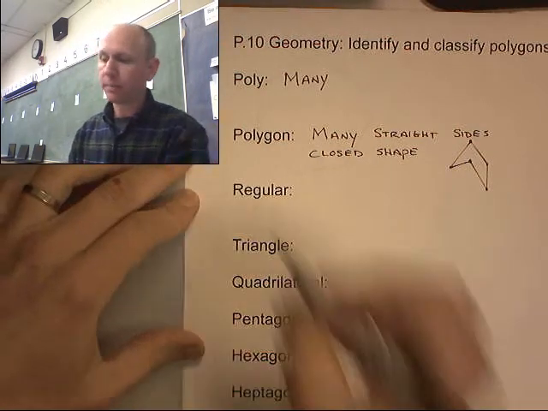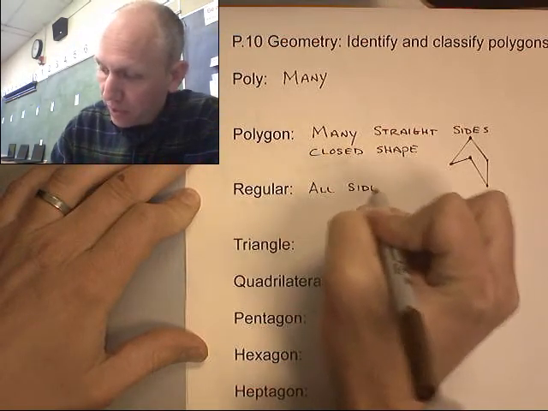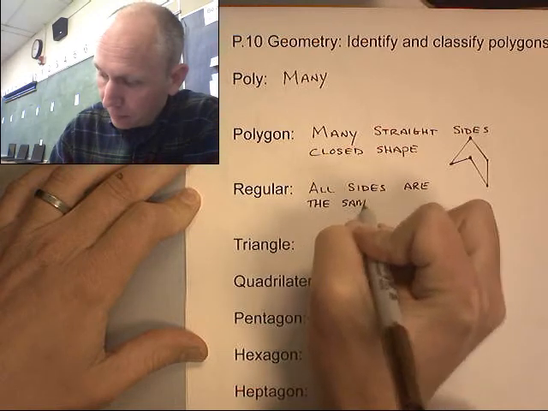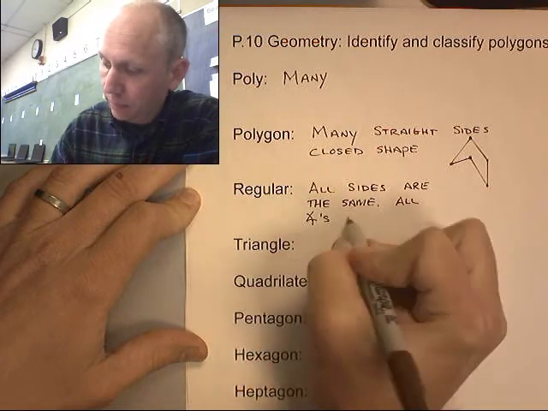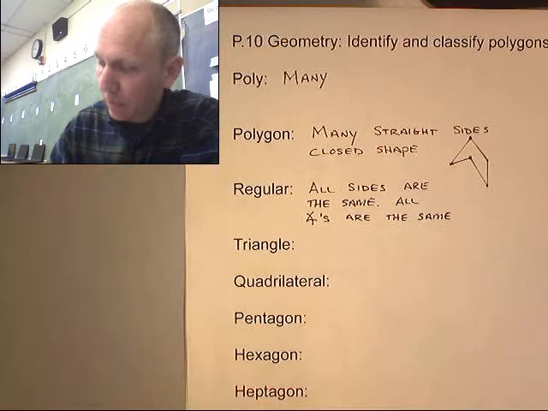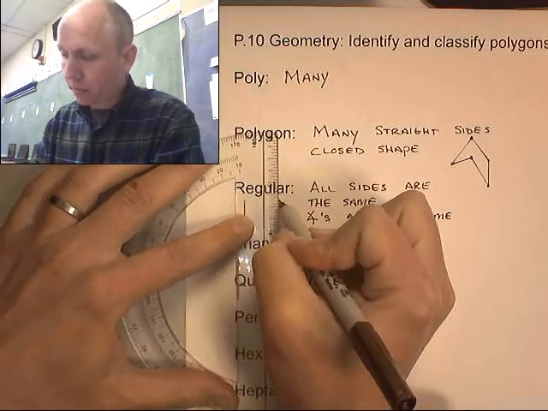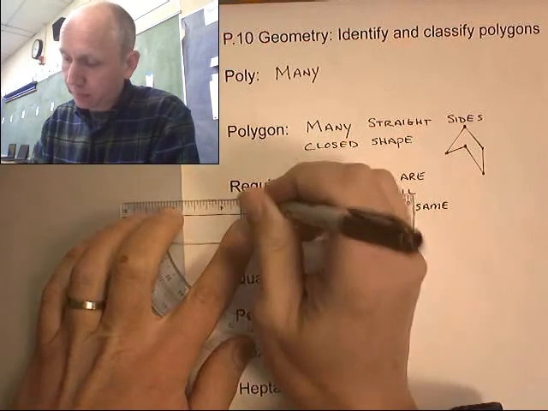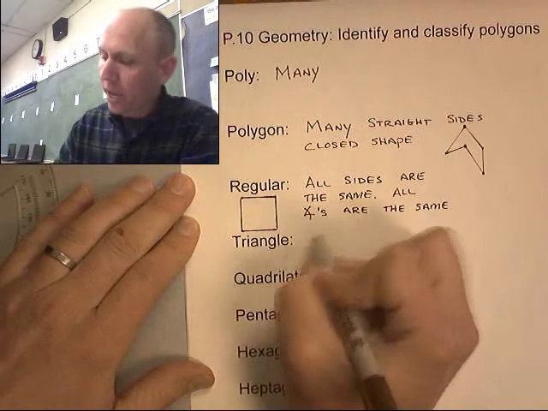A regular polygon: every side is the same length. All sides are the same. All angles are the same. So that's a regular polygon. Some good examples are something like a square, a stop sign, an isosceles triangle. There we go, so there's a triangle. No, excuse me, that was a square. A triangle has three sides.